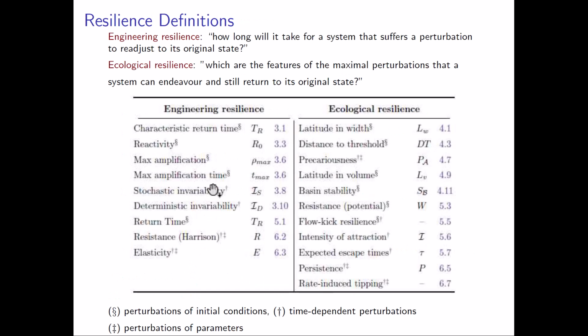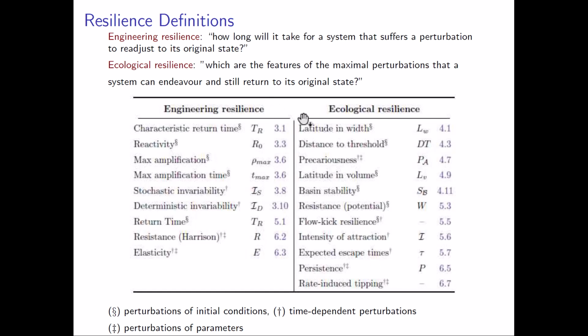All right, so here, this is the main table in the beginning of the paper. One could roughly classify it into two types of resilience. One is how long will it take for a system that suffers a perturbation more globally to readjust? And the second one, you could call ecological resilience maybe, which are the features of the perturbation that the system can endure to still return to its original state. And we went through the literature and we picked up all these different ideas of how to define resilience, and then we classified it.